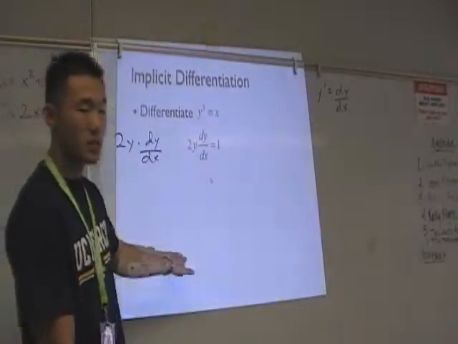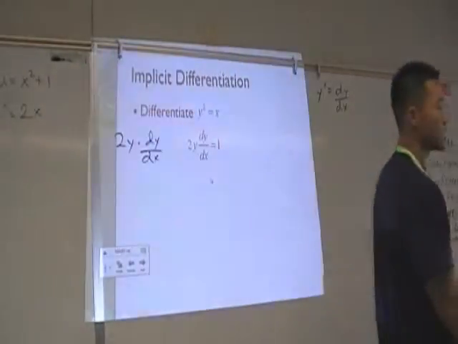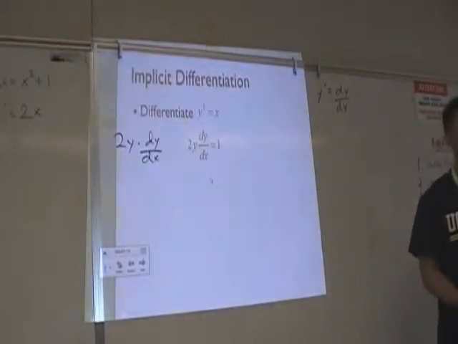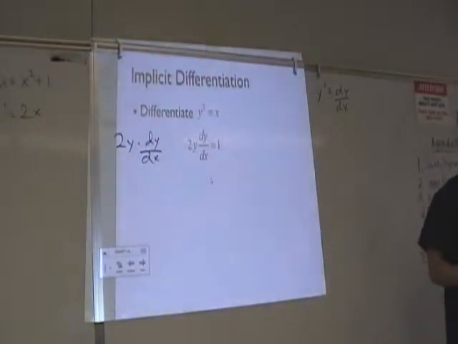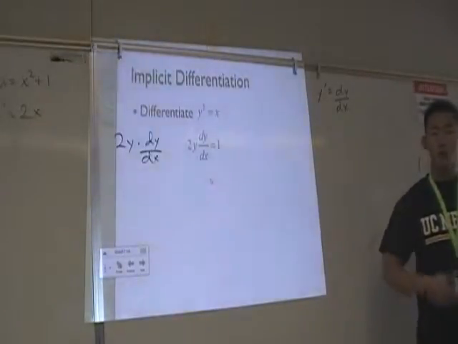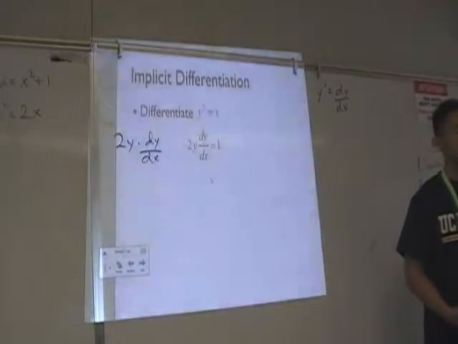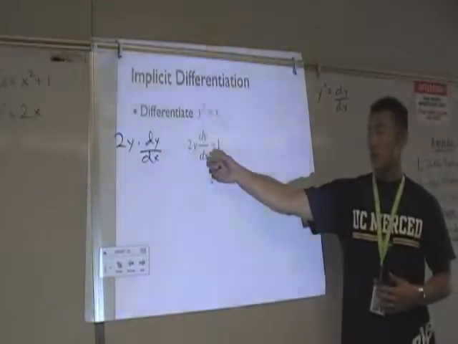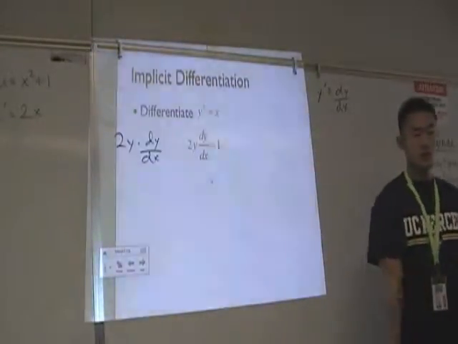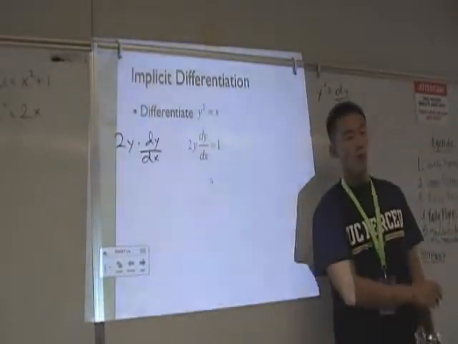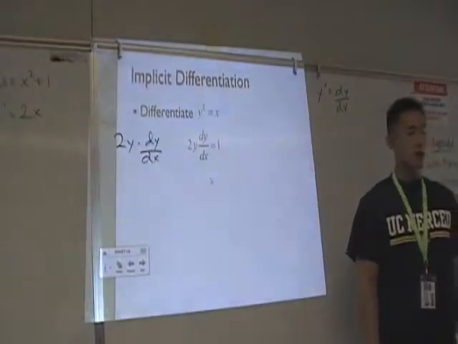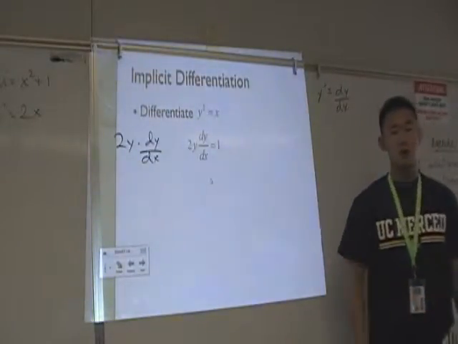Alright, any questions here? Now, we're not done yet. We did take the derivative, but we want to know what dy dx is equal to. We want to know what y prime is equal to. So we do need to solve for dy dx. So how do you get rid of 2y? Divide by 2y.